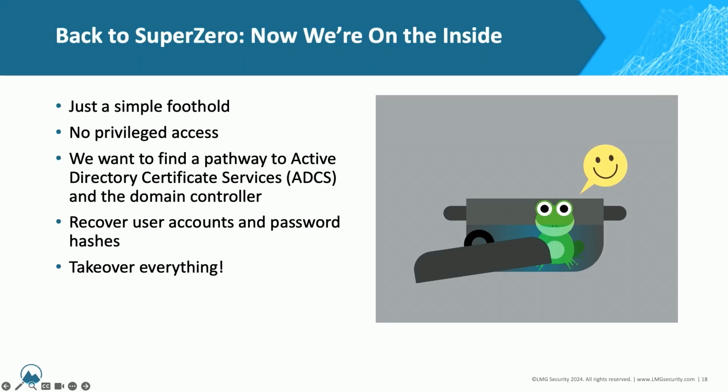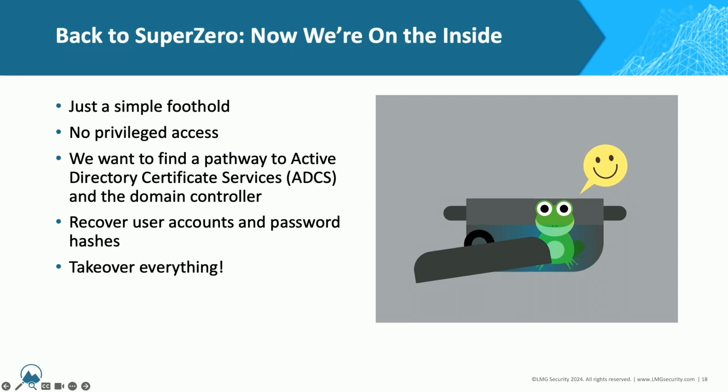So yeah, let's go over what we have at this point. So right now we have our simple foothold. We have access into the network, but we don't have a valid username or a password or anything like that yet. We want to find a pathway to get to the more important pieces of the network. And the pieces that we're really going to be looking for are going to be the Active Directory Certificate Services box, wherever that may be. And we're also going to go after the domain controller. We're going to use our access to those two things to recover user accounts and password hashes, and then use that for a full takeover at this point.